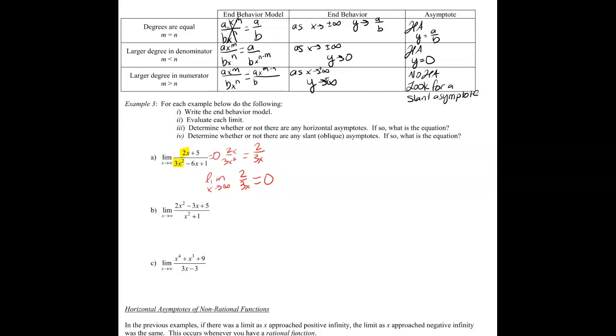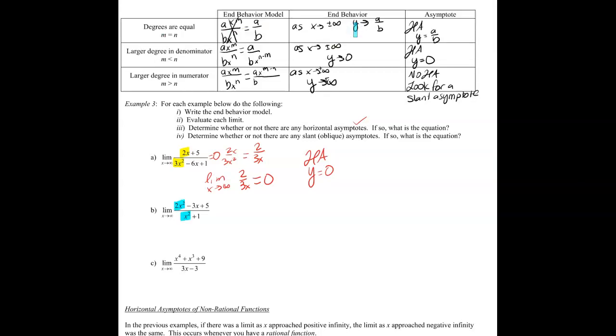Alright. Determine whether or not they have horizontal asymptotes. If so, where? The equation would just be y is equal to 0, for my horizontal asymptote.